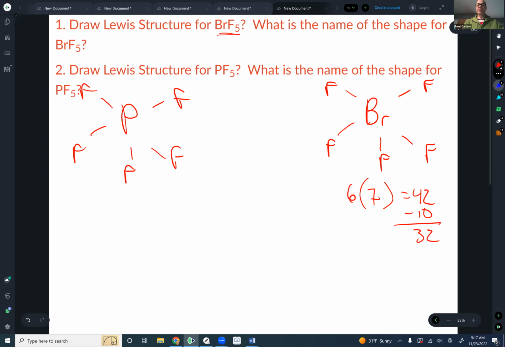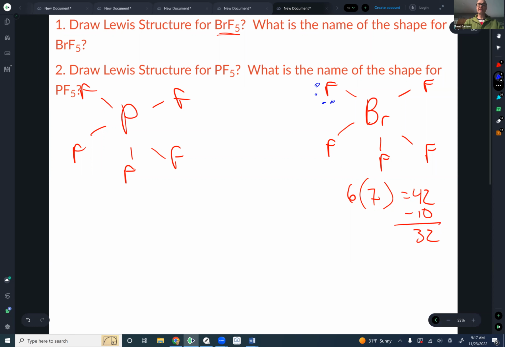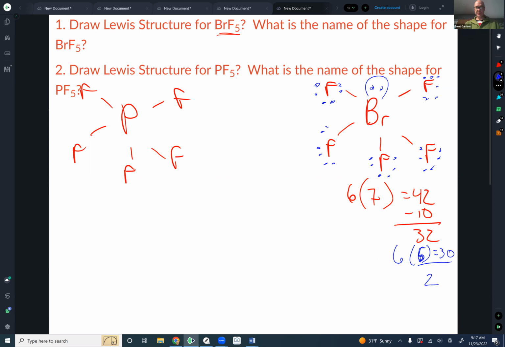So now if I count up how many electrons it takes to get to a stable octet, each one of these external atoms is going to have 6 electrons around it. So there are 5 that have 6. That is a total of 30, meaning that I have 2 left over. So that means that this bromine is going to have 2 extra electrons.